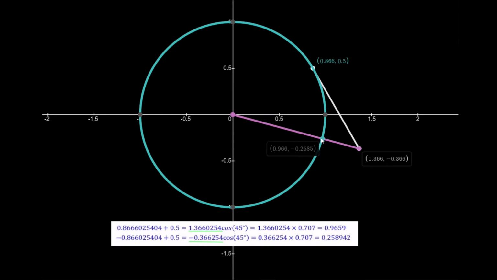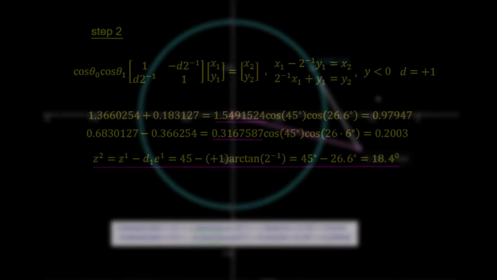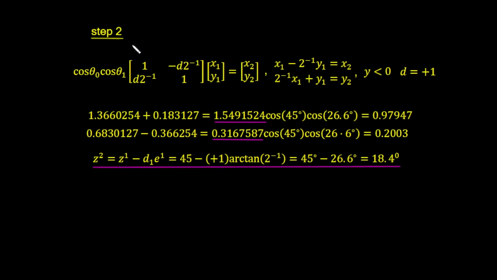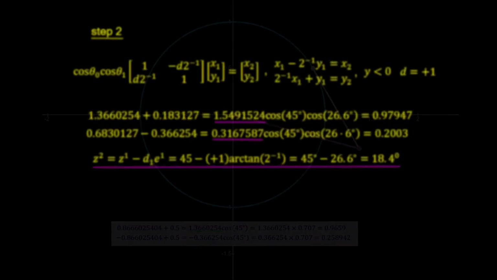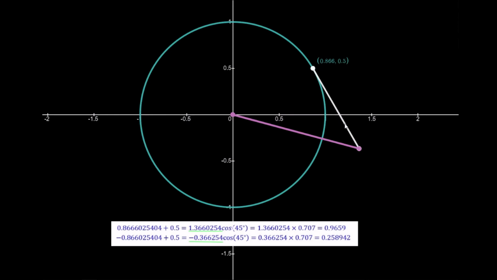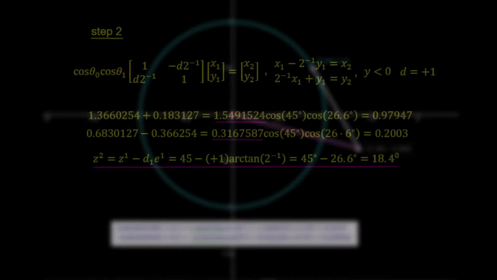So let's see the rest of this example here, and we'll work through a second point. We're now on the second step. In this case, we've got the matrix, but the value for i is now 1, so we're going to have 2 to the minus 1 and 2 to the minus 1. Also, the value for y is going to be negative, and you can see that from our simulation, because now the value for y has gone down to minus 0.366, so it's a negative value.